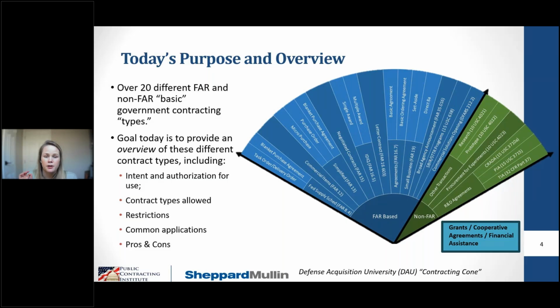But for today, I'm going to stick mostly with these 20-ish contract types. Some we may go through a little faster than others. Some we may skip towards the end because it's a lot of information to cover in just about an hour. So just bear with me as we plow through these. My goal for today primarily is to provide you with an overview of these different contract types, so that at the very least, at the end of today, you understand what they are and when they're commonly used. We're also going to talk about the intent and authorizations for these types, restrictions on these types of contracts, common applications, pros and cons of the different vehicles discussed, etc.